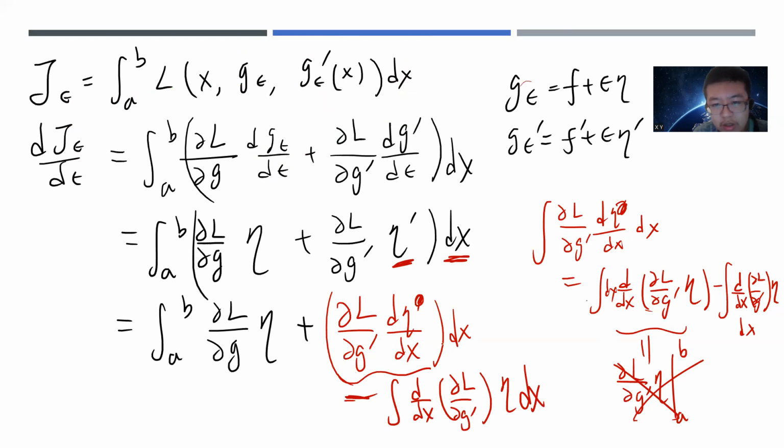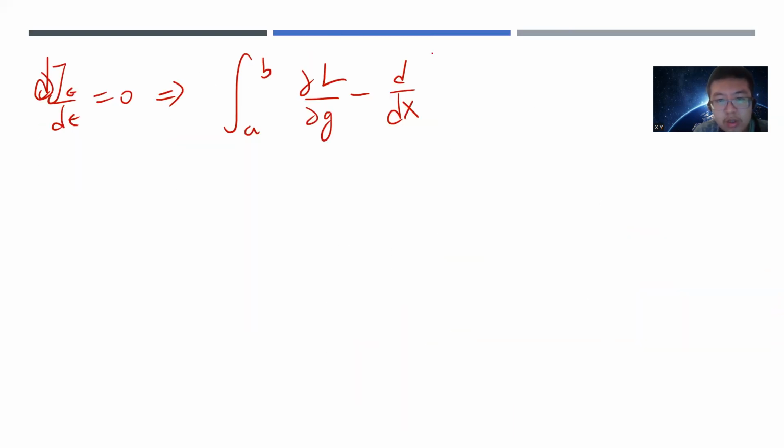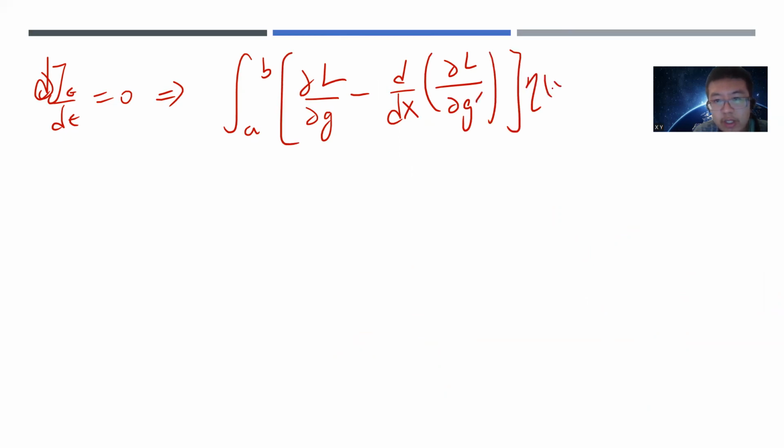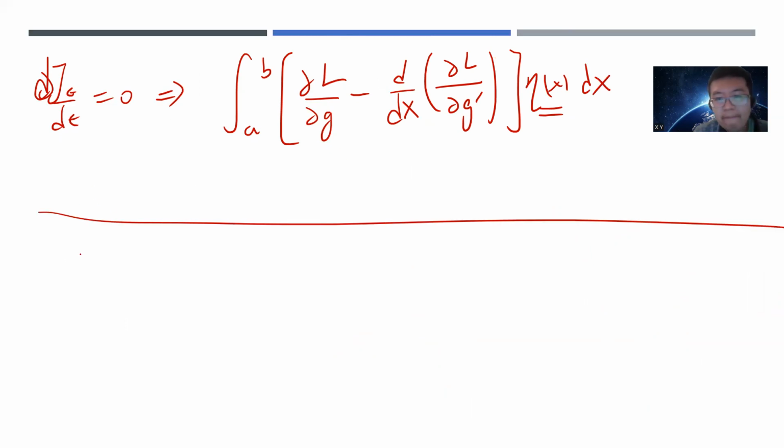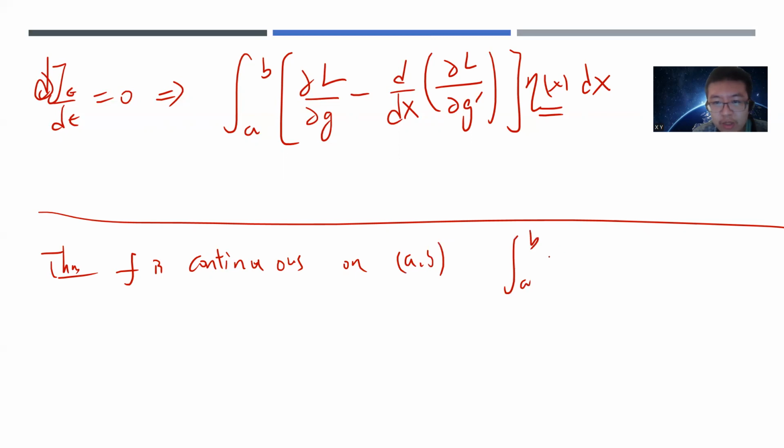partial L partial G prime, with eta of x dx, and this eta of x is arbitrary, right? So maybe you can use any theorem. One theorem is that if f is continuous, it's some exercise in the analysis course: if f is continuous on [a, b], and the integral from a to b of f of x times x to the n is 0 for every n greater or equal to 0, then you can prove that f is 0.